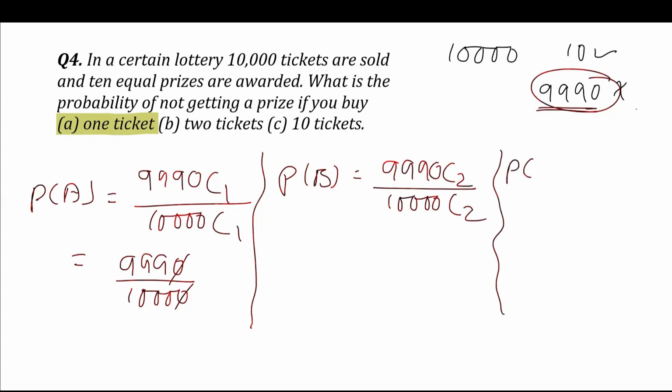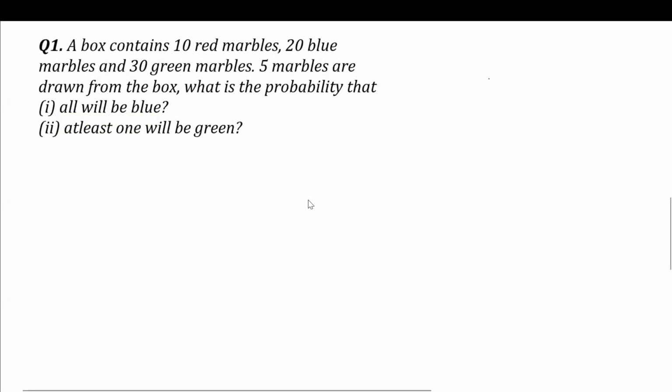Now we have one more case, buying 10 tickets. The same way you are buying 10 tickets from these non-prize tickets, and the total ways of buying 10 tickets from 10,000 should be 10,000 C10. This way we will get the answer for this.